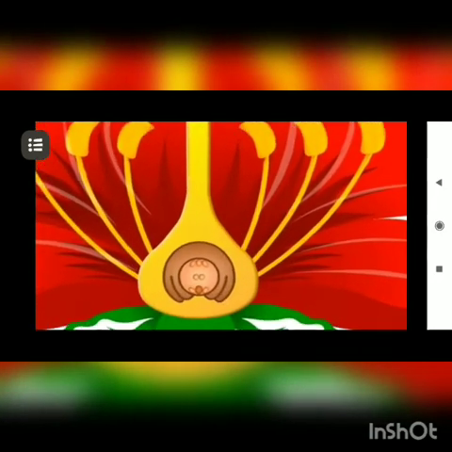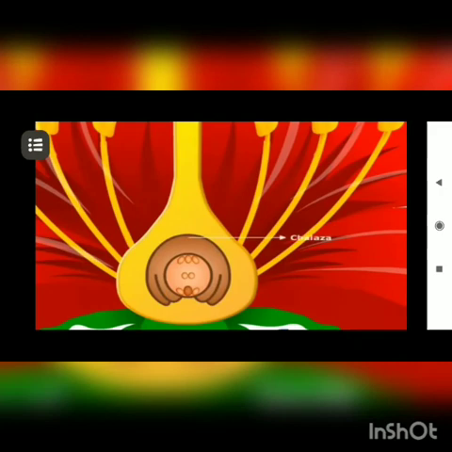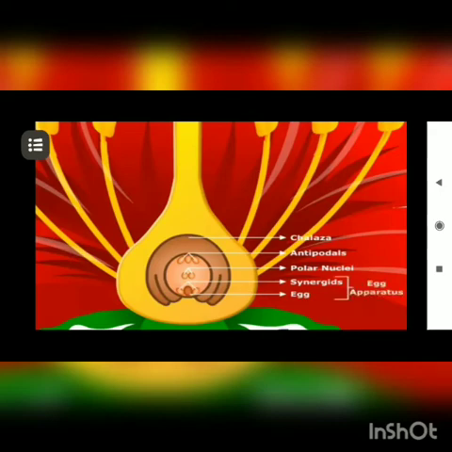The embryo sac has three cells towards the chalaza. These cells are known as antipodals. There are two nuclei in the middle called the polar nuclei. Three cells are towards the micropyle. The middle, larger cell is known as the egg. The two smaller cells are called the synergids. The egg and the two synergids together form the egg apparatus.